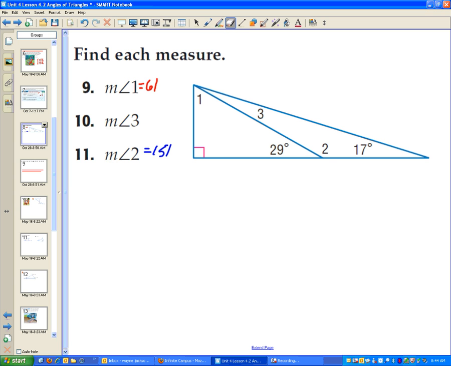All right, now that we know this is 151, what's the measure of angle 3? 12. It's 12. How'd you get it? Yeah, I would use the triangle angle sum theorem. 151 plus 17 would be what? 168. 180 minus 168 gives us 12. Any questions?